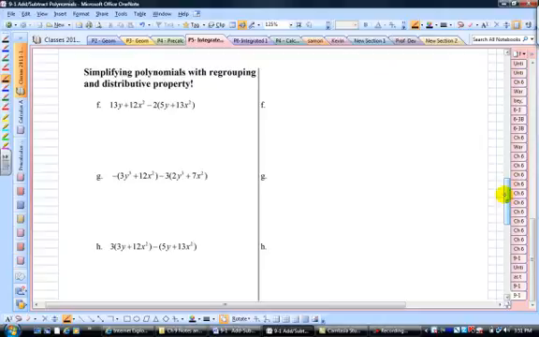Now it's not always that easy, so this time we're going to kick in a little distributive property. We're going to regroup after we distribute. First, distribute. Second, regroup. Third, combine like terms.